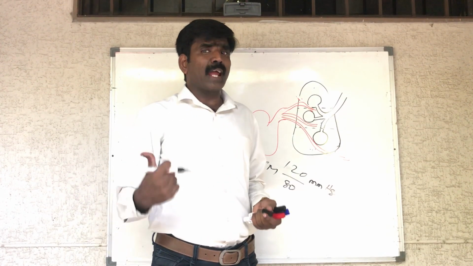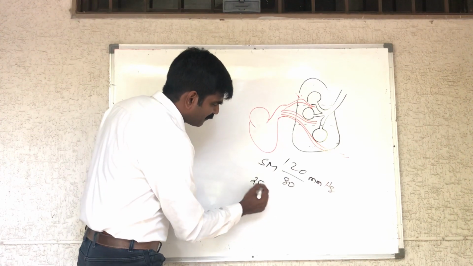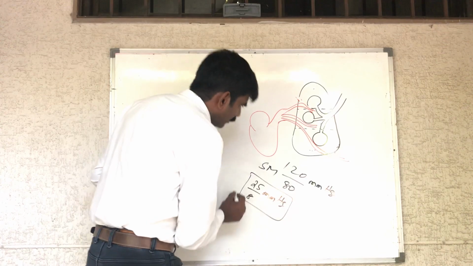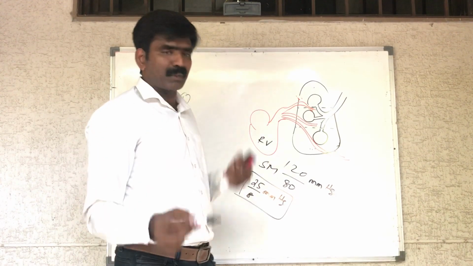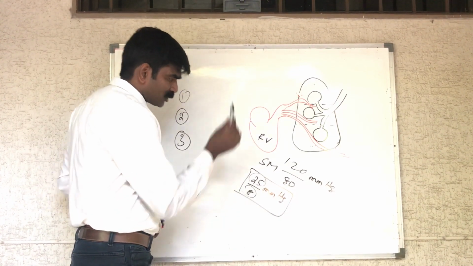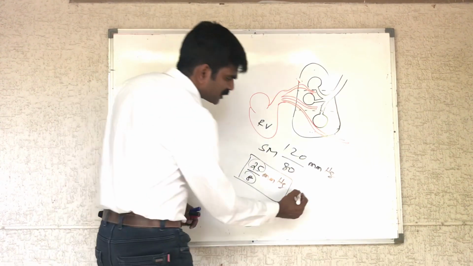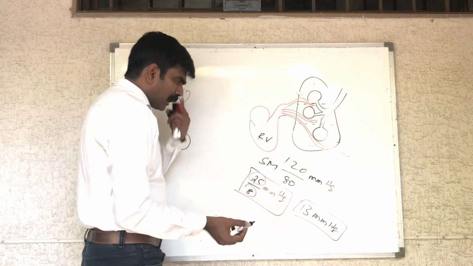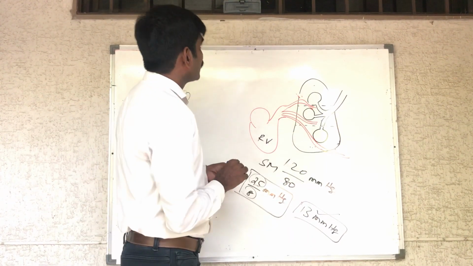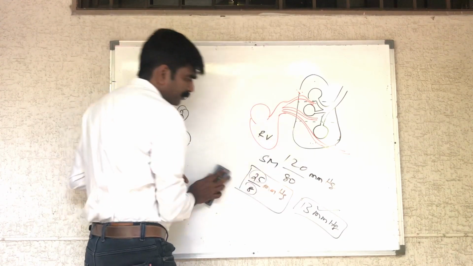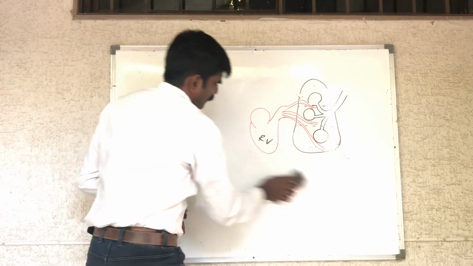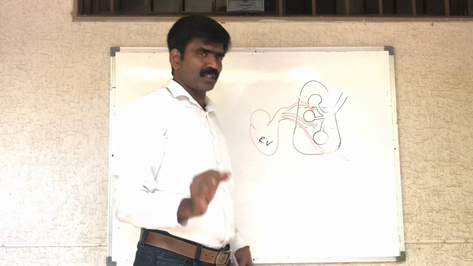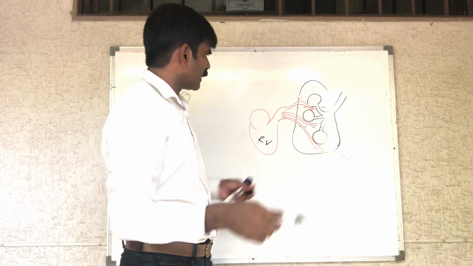The pressure in the right ventricle is 25 by 8 millimeter of mercury. This is the right ventricular pressure, with the systolic pressure and the diastolic pressure. When you take the average, the mean pressure is 13 millimeter of mercury. Clear? So this is the mean pressure of the right ventricle. What I want to say is that the pressure is very low. The blood going to the lung has a low pressure, the average being 13 millimeter of mercury.